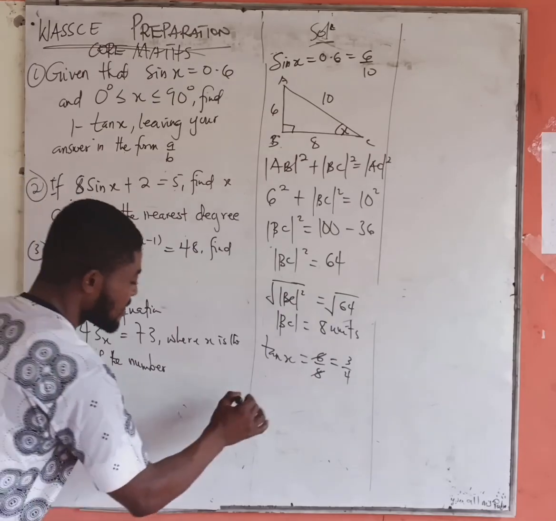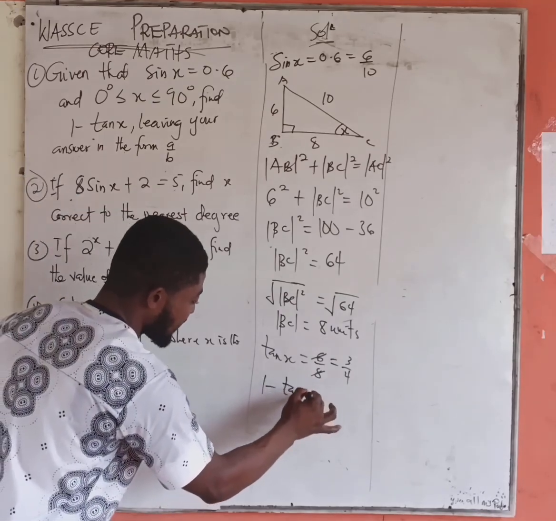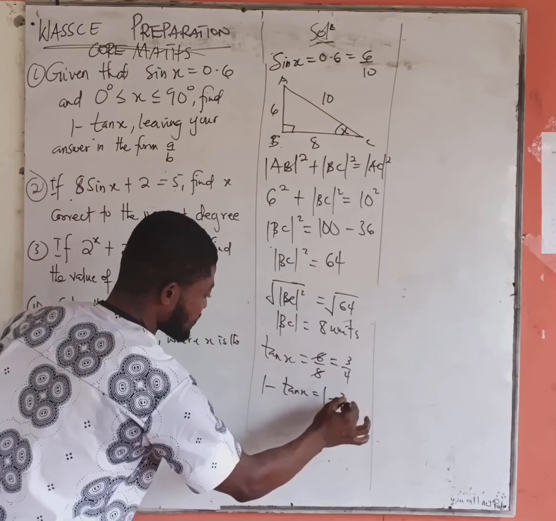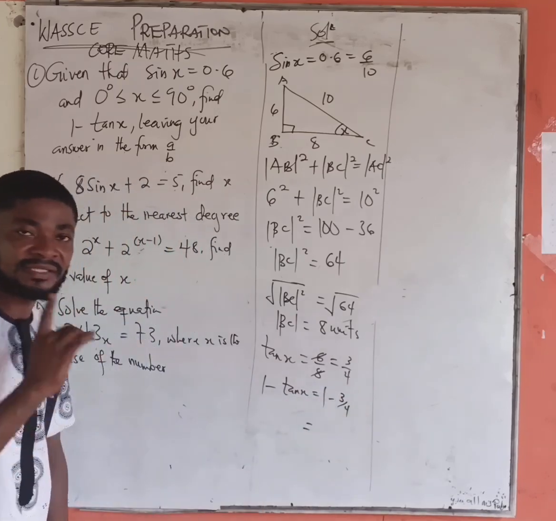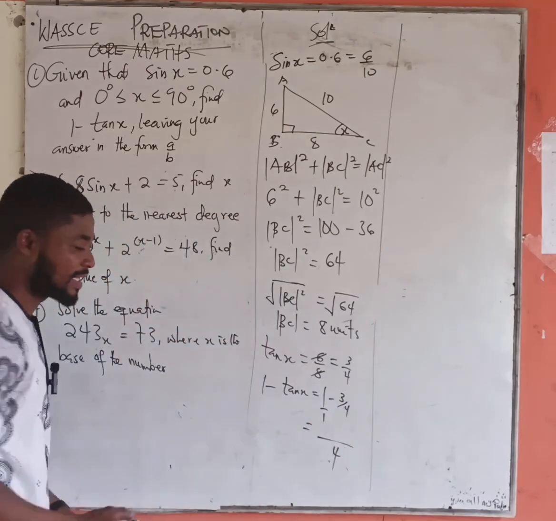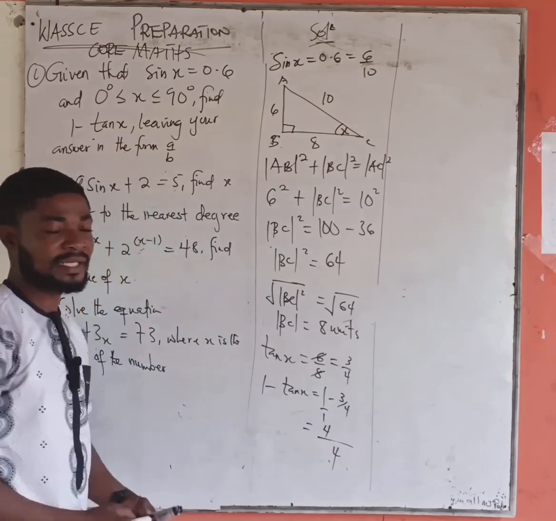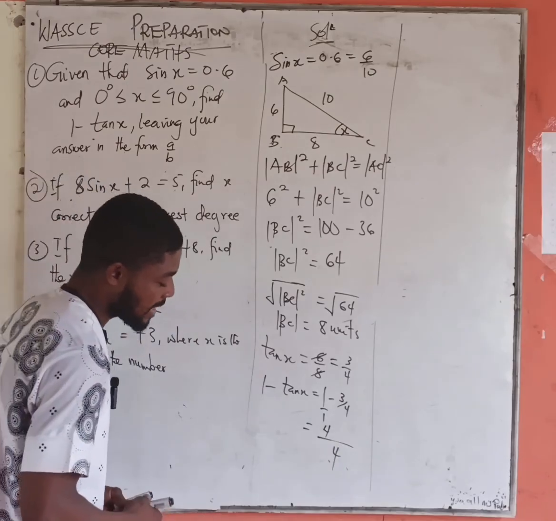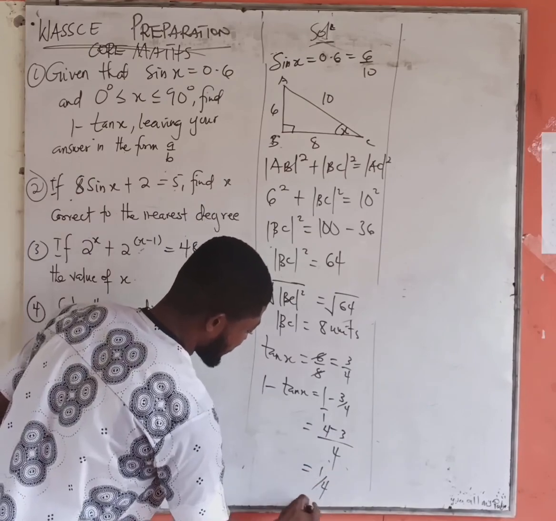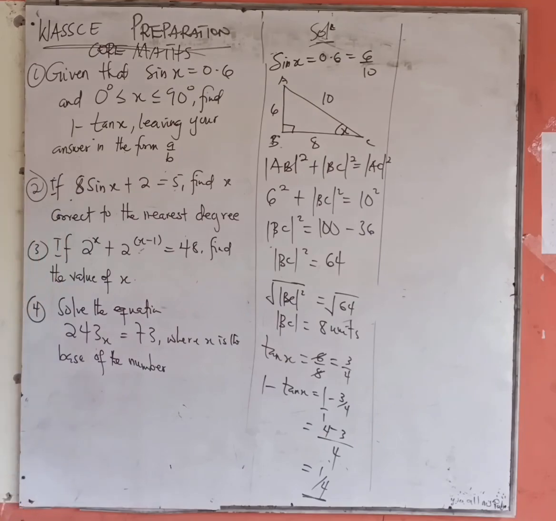I've been asked to find 1 minus tan x. Tan x is equal to 3 over 4. The LCM here is 4. 1 goes into 4 four times, so I have 4 here. And then 4 goes into 1, 1, times 3, 3. So the answer is 1 over 4. So this is it for the first question.